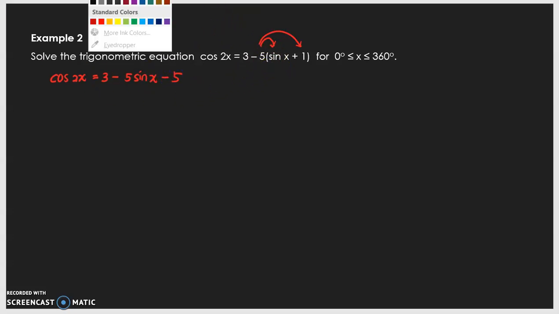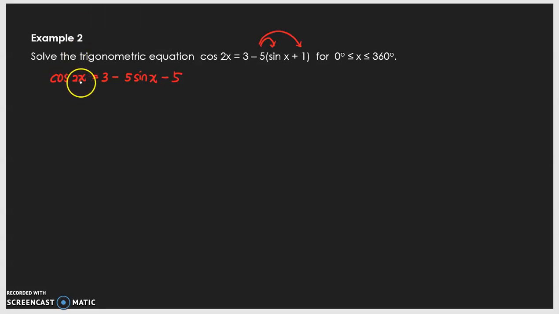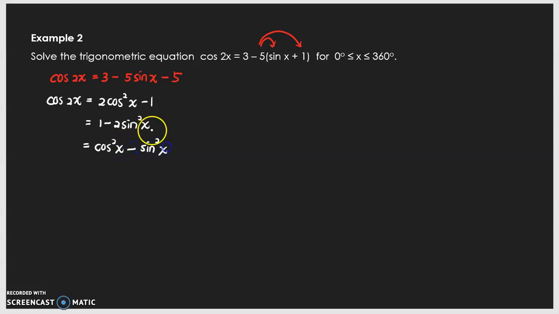So first, I try to expand. As we all know, for cos 2x, we have 3 choices. cos 2x can be equal to 2 cos squared x minus 1. Next, it can be equal to 1 minus 2 sin squared x. Or it can be equal to cos squared x minus sin squared x. So we have 3 choices.